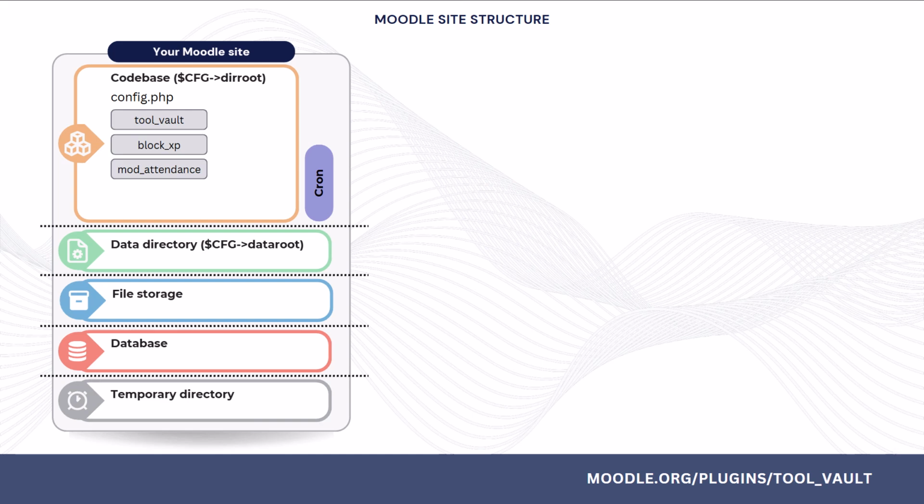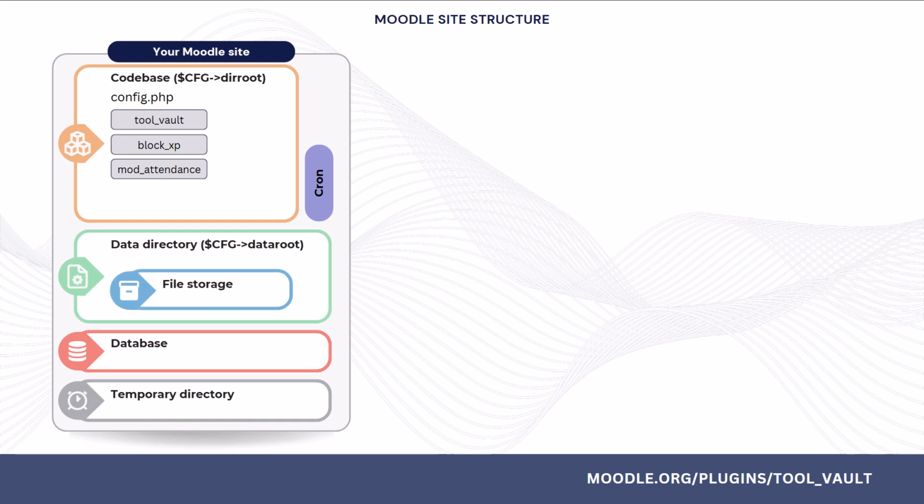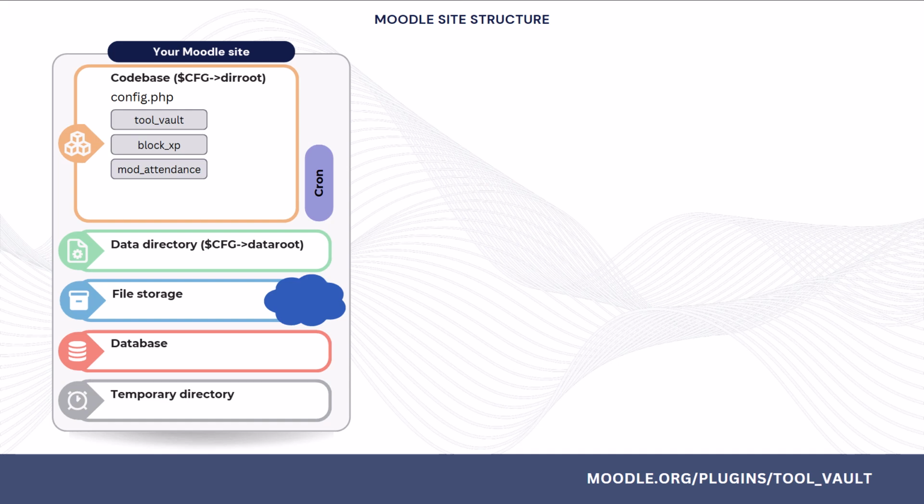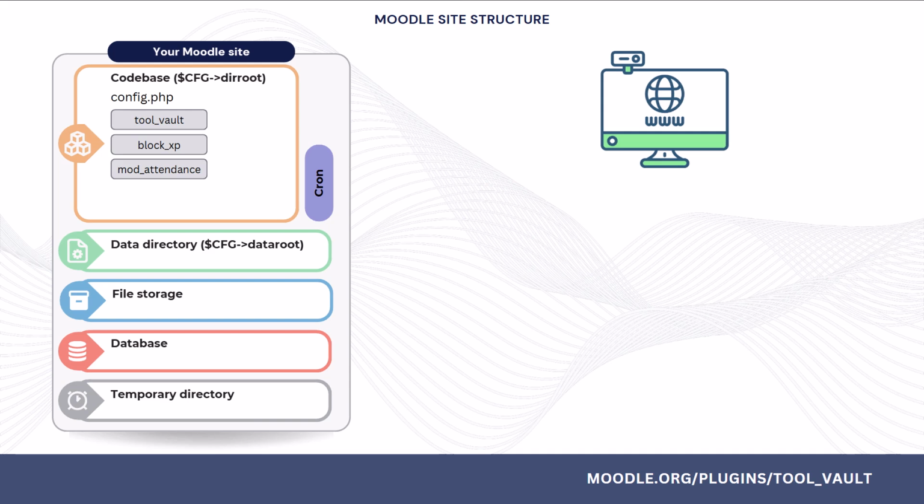All these components don't necessarily live on the same server. They could be on different partitions or even on entirely separate machines. By default, file storage is located inside the data directory, but it can be configured to use external storage like Amazon S3 or Microsoft Azure. And finally, when you access your Moodle site from the web browser, you're always accessing files inside the codebase.